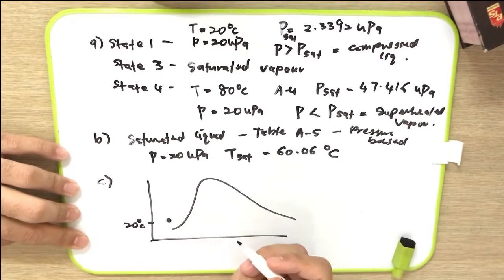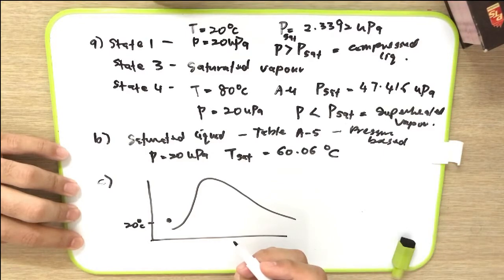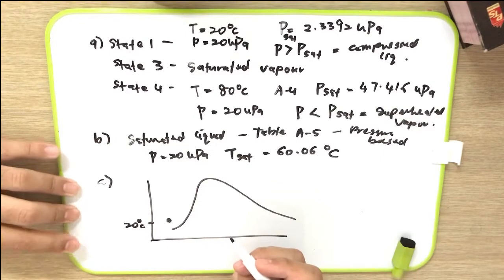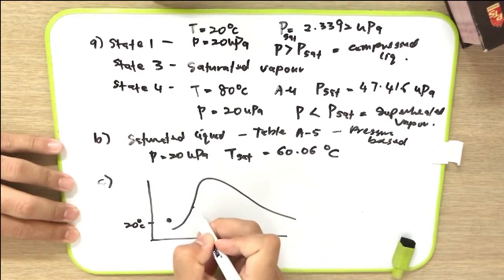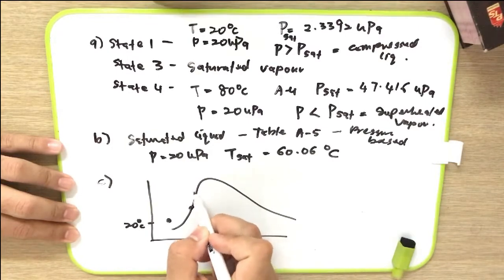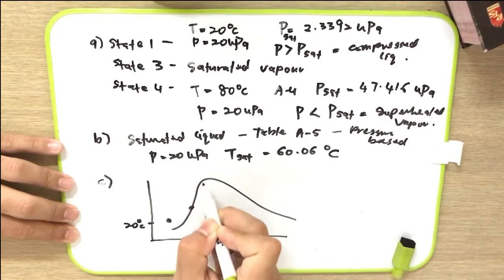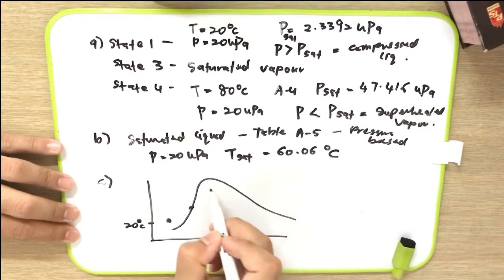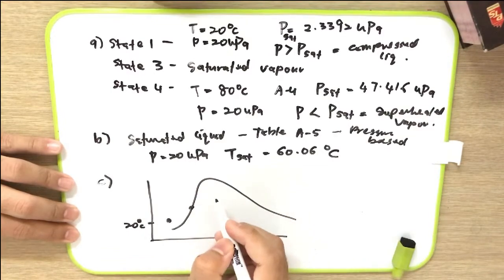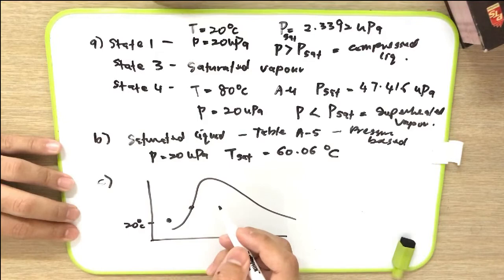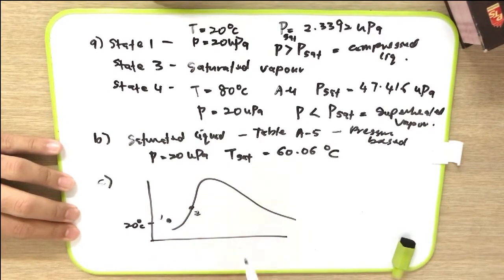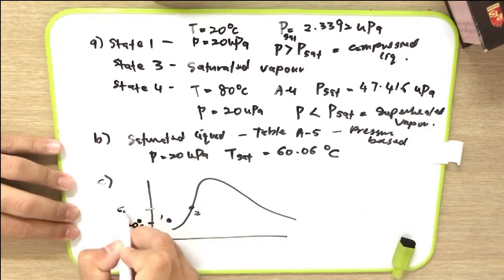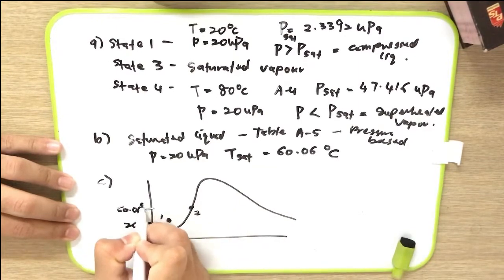Next, state 2, all the water is in saturated liquid state. So the saturated liquid is on the line. Saturated liquid is the left hand side here, and the saturated vapor is the right hand side here. So it is saturated liquid, right? This is 1, this is 2, so it is 60.06 degrees C.